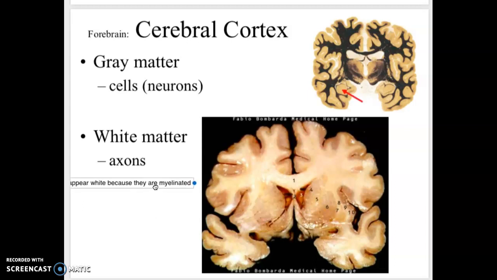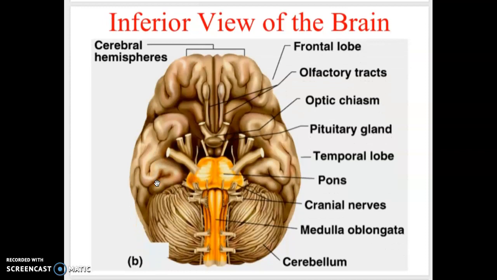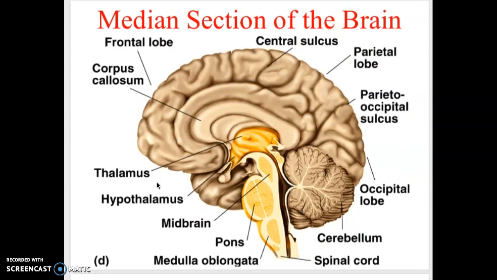And myelin is made out of mostly fat, which appears kind of white. Again, don't worry about the anatomy. These are just kind of FYI for you. The cerebrum is this big part here, cerebellum here, and then kind of the brainstem here.